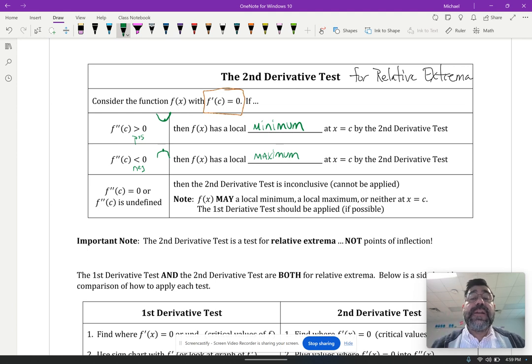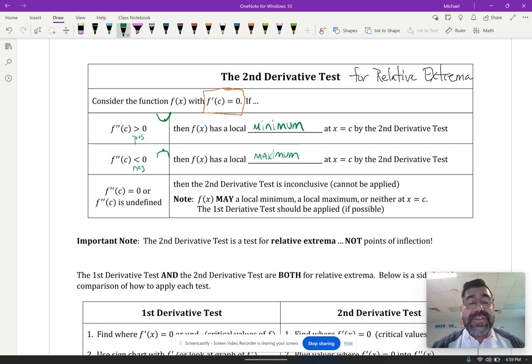However, be aware that just like the first derivative test sometimes cannot be applied, the second derivative test cannot be applied if the second derivative value equals 0. It's inconclusive. If the second derivative is undefined, it's inconclusive. That doesn't mean that there is no local min or local max. It means that I can't prove it by the second derivative test.